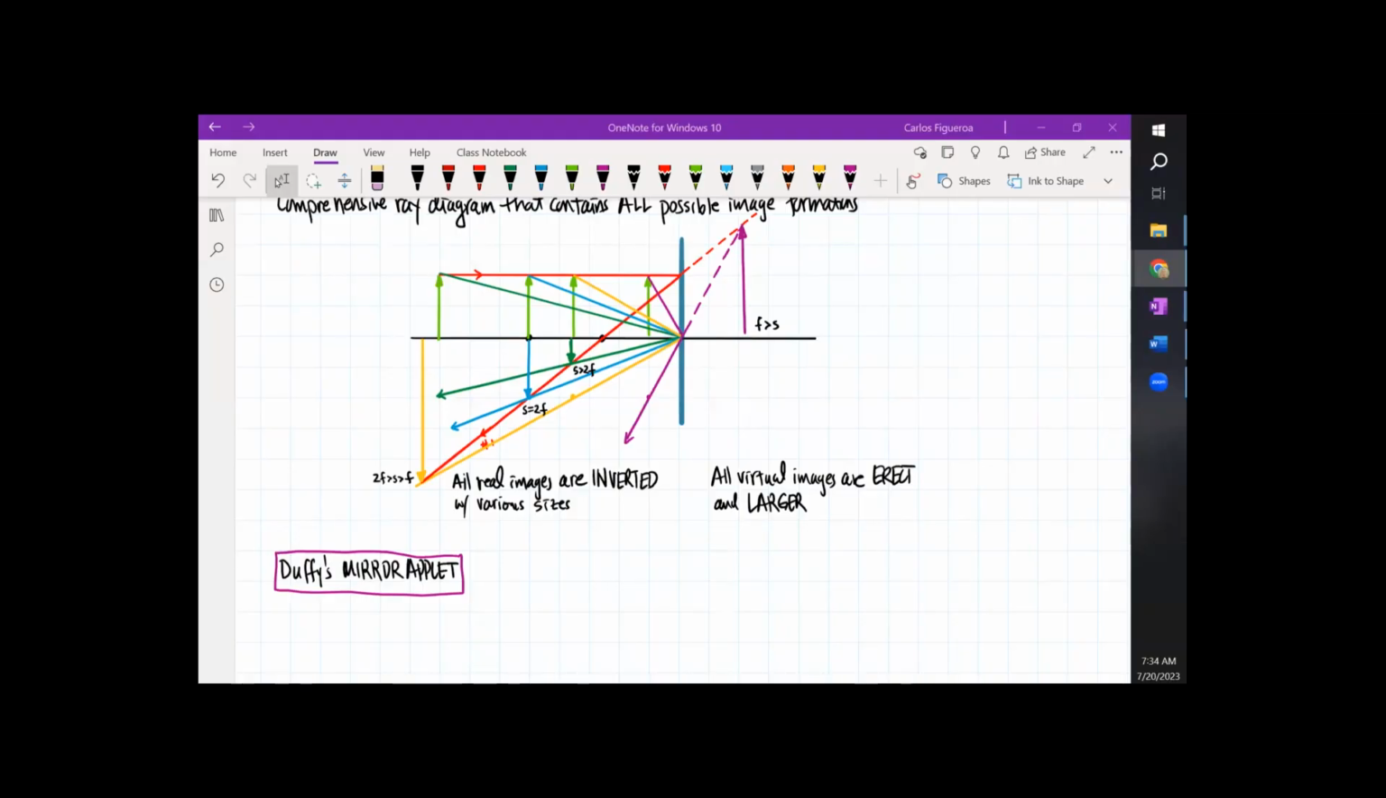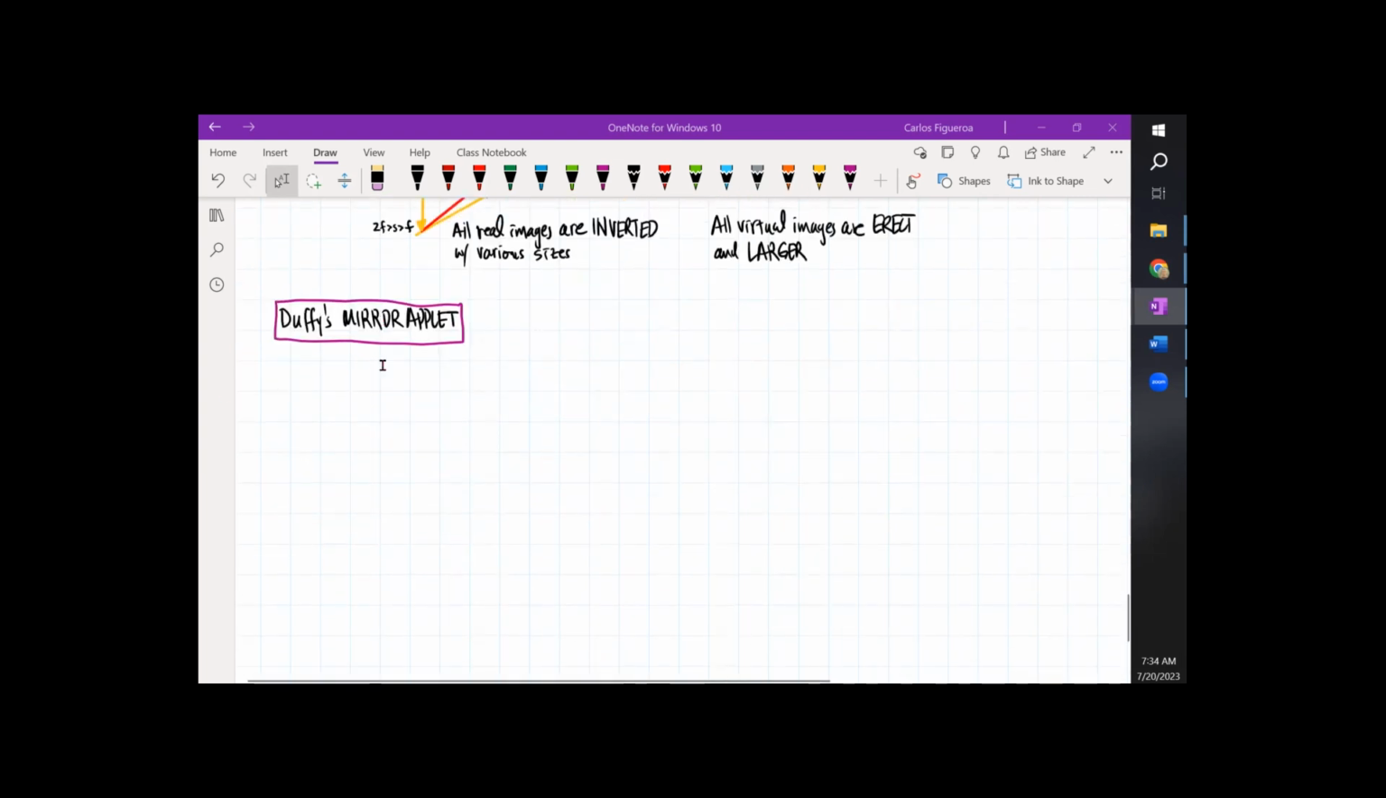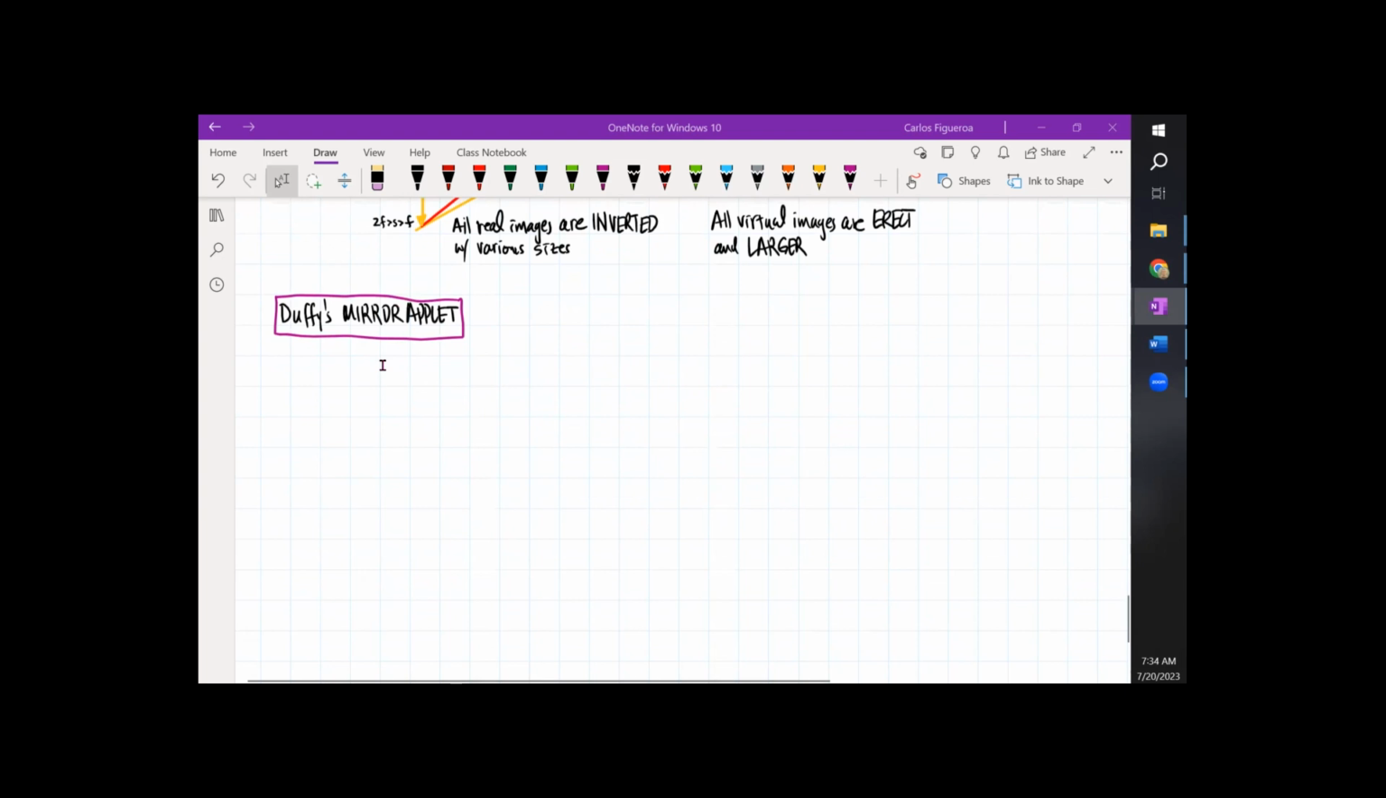So the last thing we need to do here is go in and look at diverging mirrors. So what I'm going to do is move fairly quickly here. Now we're going to look at the ray diagrams for diverging mirrors.